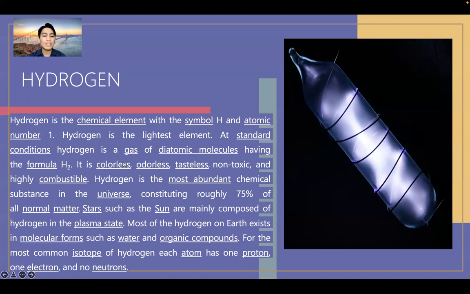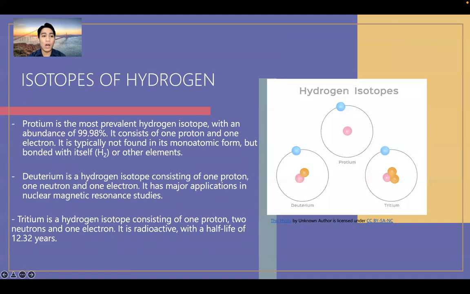Now, let us talk about the isotopes of hydrogen. There are three kinds of isotopes. There is the protium. Protium is the first isotope of hydrogen. It is one of the common isotopes of hydrogen. It is plenty in nature.